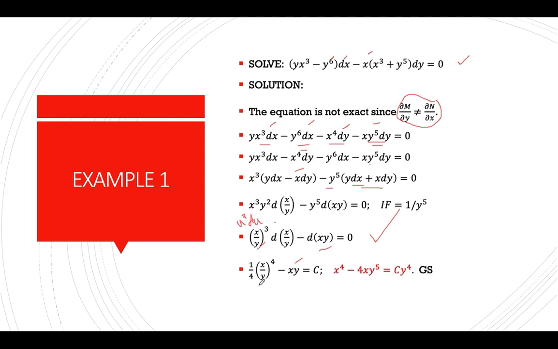Simplifying the equation by multiplying the whole equation by 4 y to the 4th will give you this equation: x to the 4th minus 4xy to the 5th equals c y to the fourth as your general solution.